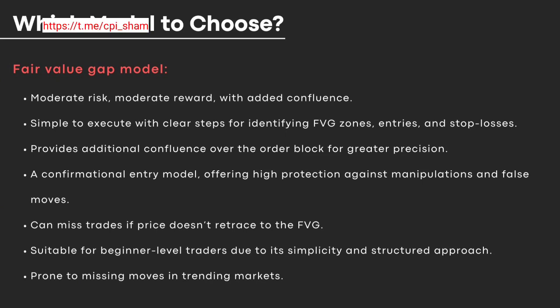And you can see that basically it has the same details as the order block model, but with a small added confluence, which is the FVG itself, right? You're not only waiting for an order block, but also you're waiting for an FVG to be formed as well before you strike and take an entry.